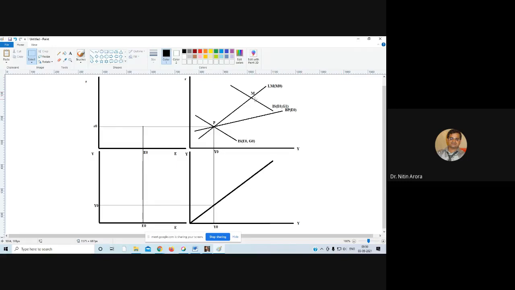So as the IS curve shifts to IS with E naught and G1 because of fiscal expansion from G naught to G1, temporary equilibrium is at point M where the IS curve intersects the LM curve. However, this point M is to the left of the BP curve where BP surplus exists. Due to surplus in balance of payments, what will happen? Exchange rate will get appreciated.